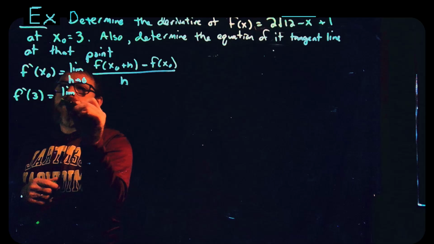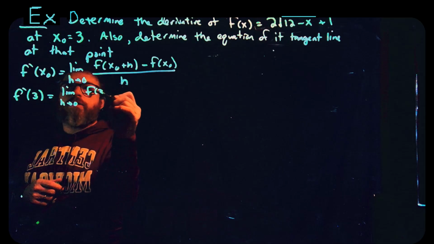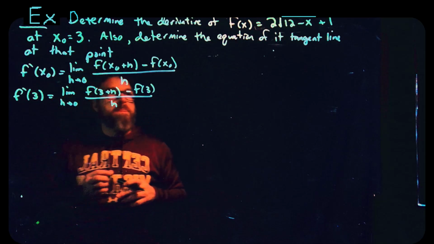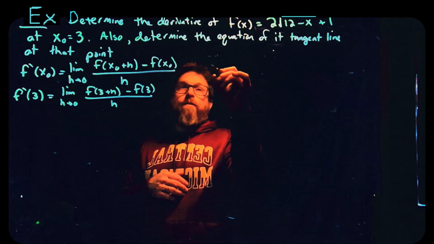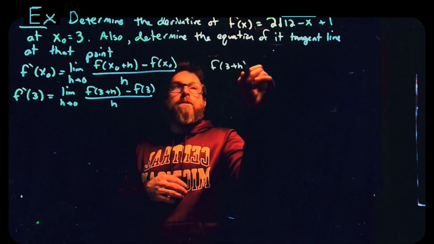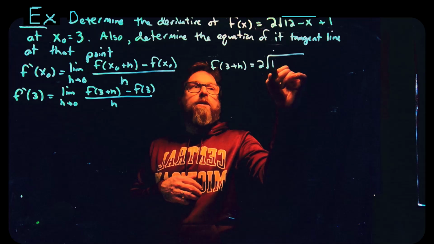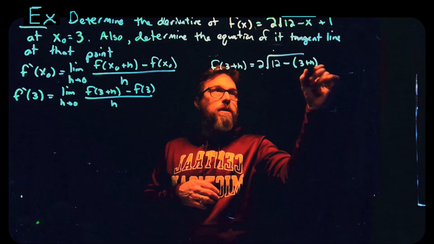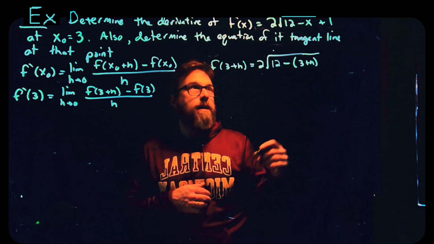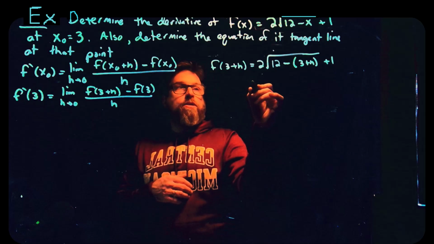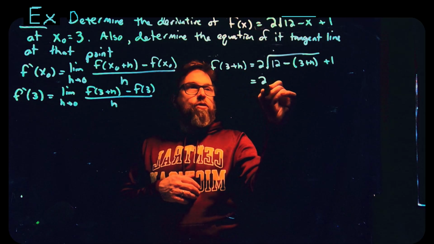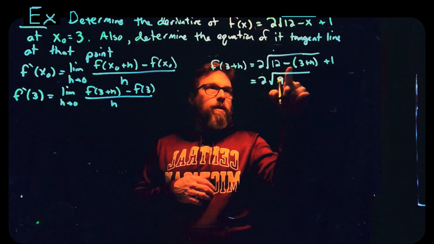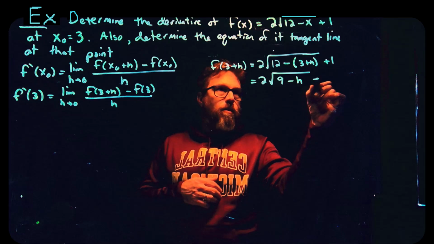So the limit as h approaches 0 of f of 3 plus h minus f of 3, all over h. Now, again, I'm going to have to evaluate this function at 3 plus h. So this is 2 times the square root of 12 minus, be careful here, I'm subtracting, so this is going to be 3 plus h in parentheses. Don't forget, you've got to distribute that negative, plus 1. So this is going to be equal to 2 times the square root of, well, 12 minus 3 is going to be 9, and then we're going to have a minus h, and then plus 1.